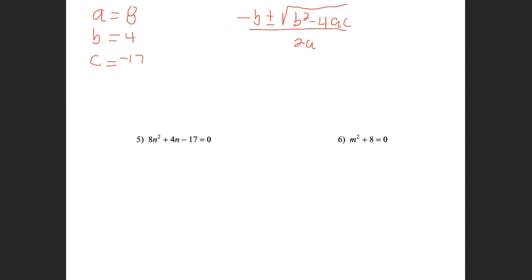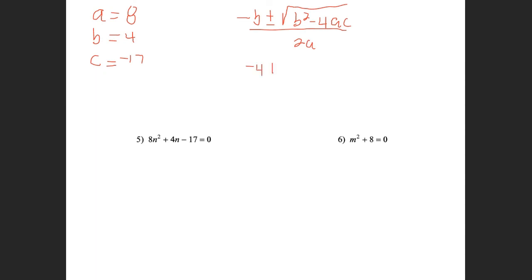Solving a quadratic. So let's solve these 2 quadratics. Okay, the first thing I'm going to do when I'm solving a quadratic is find my a, b, and c value. So in this problem, the first problem here, my a value is 8. My b value is 4. My c value is -17. Okay, so now I'm going to plug it into the quadratic formula. And I'm going to write that down again. -b plus or minus the square root of b squared minus 4ac all over 2a. That's the quadratic formula. So now I'm going to plug my values in.